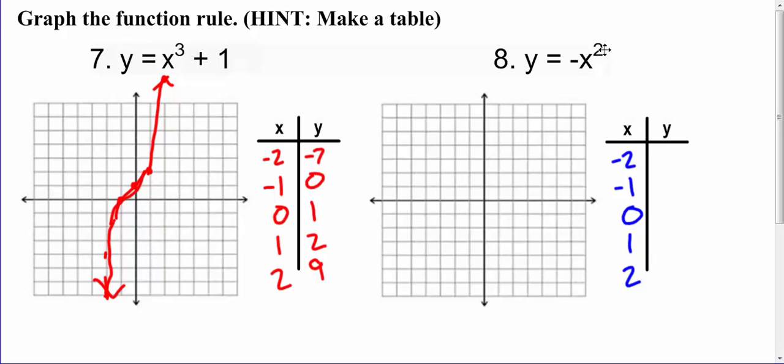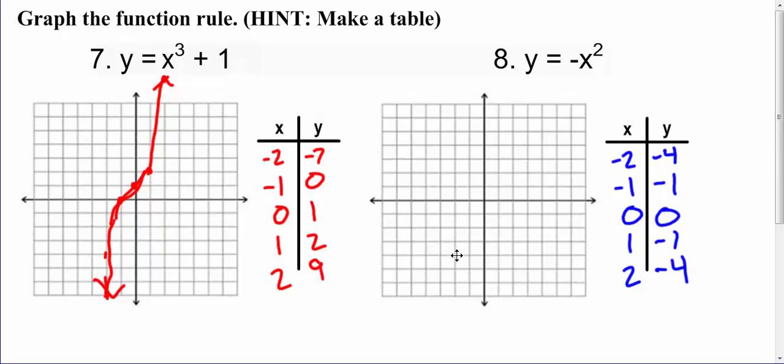So -2, when you square it, you get +4, but then you have to make it negative. So that's -4. -1, you square it, it's +1. Change the sign. 0, you square it, and it stays the same. When you square 1, it becomes 1, or stays 1, but then you have to change the sign on this one, and you have the same situation with +2.